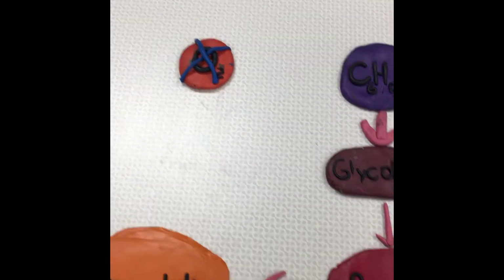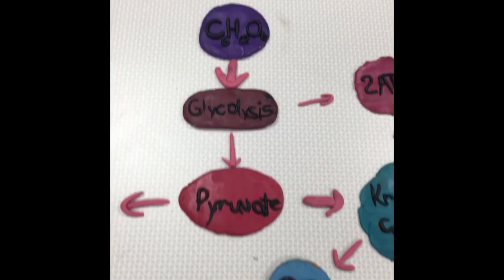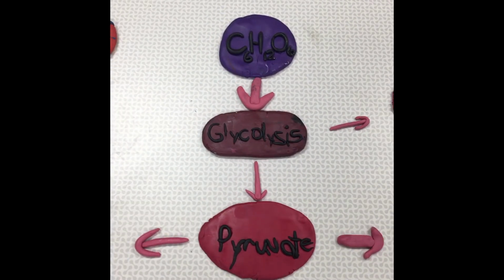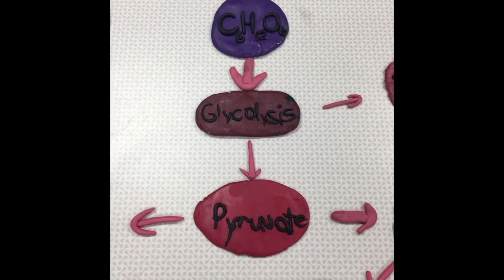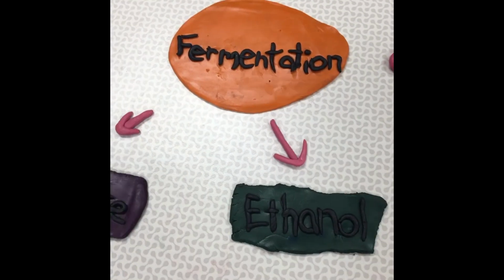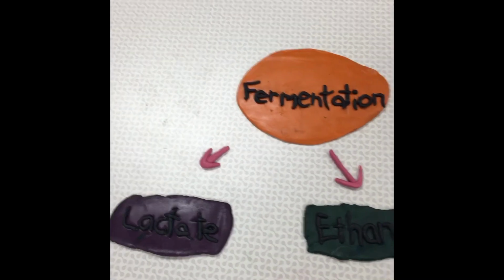Now to the without oxygen part. Glucose still starts, glycolysis and the pyruvate section still happen, but now it's fermentation. Ethanol and lactic acid are created during fermentation.